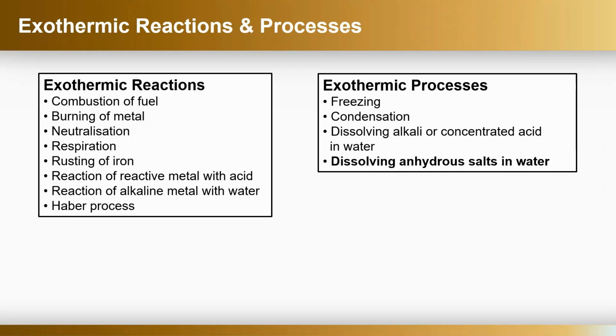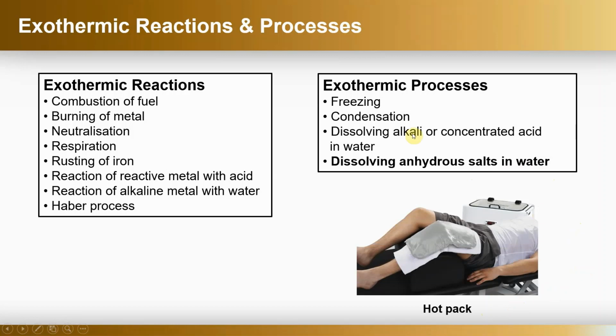Now, these are the examples of exothermic reactions and exothermic processes. In fact, most chemical reactions are exothermic. And these are the examples that you are familiar with. For exothermic processes, there are a few you have actually learned, like freezing and condensation. I'll explain this in detail in a while. As for the last example, dissolving anhydrous salt in water, this has a common application in our daily life, which is our hot pack. Anhydrous salt means salt without water, and when it's dissolved in water, it will release heat, and we can use this for applications, for example, in our hot pack.